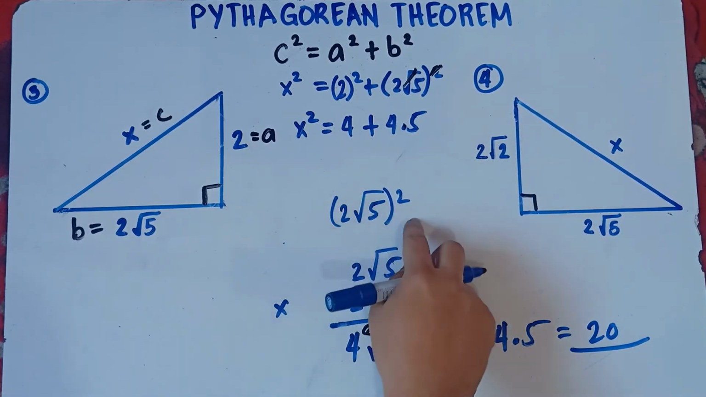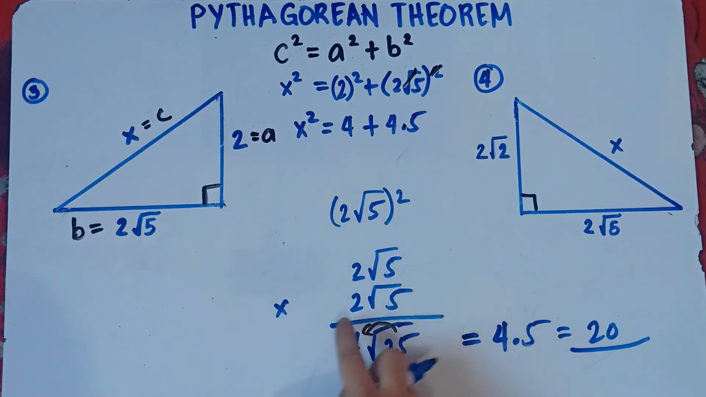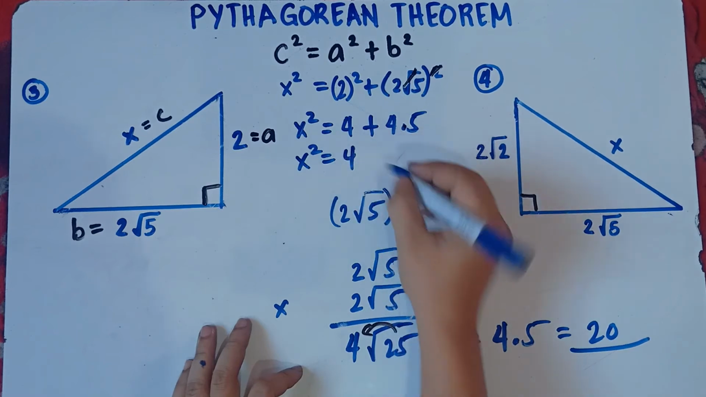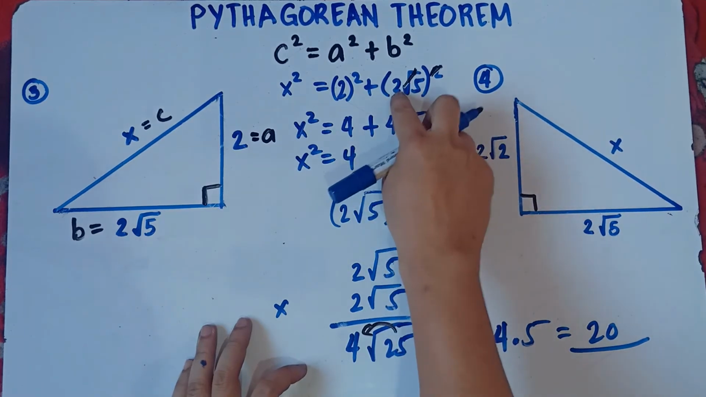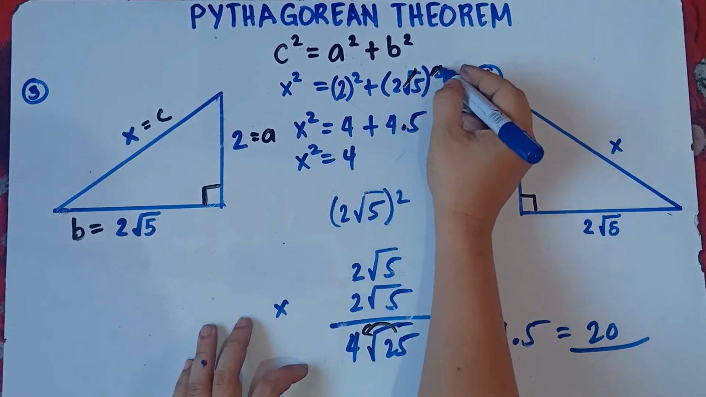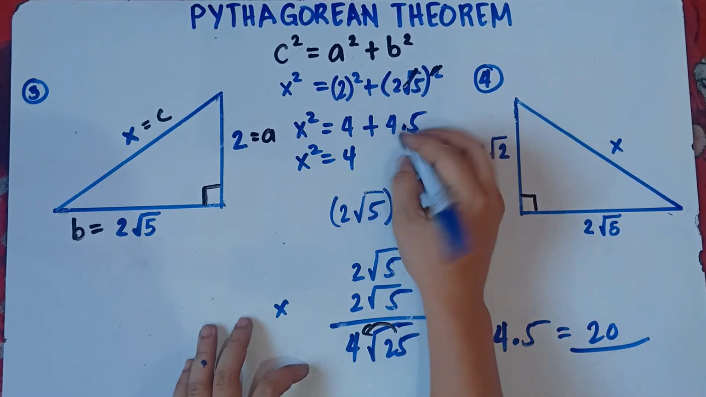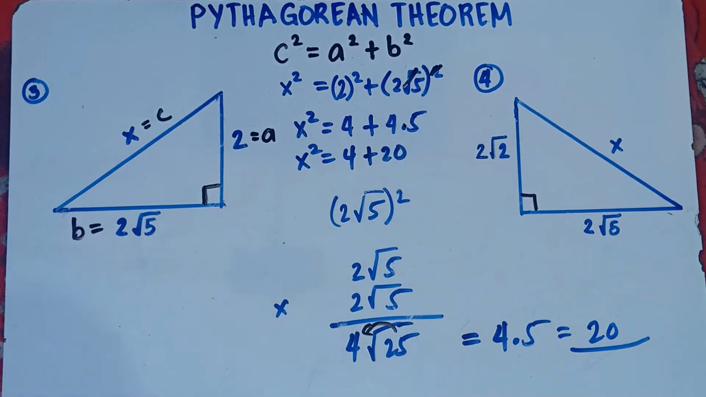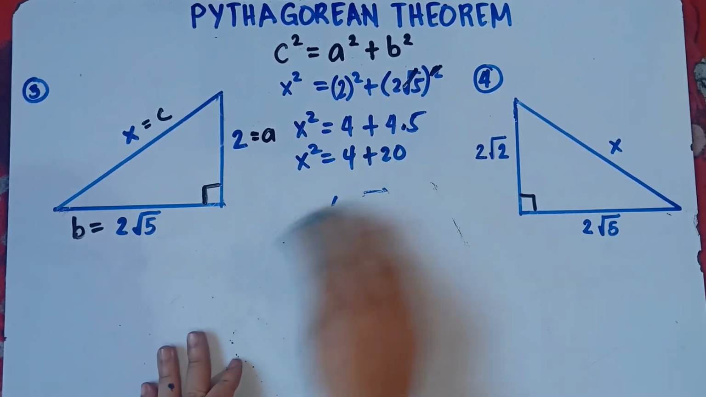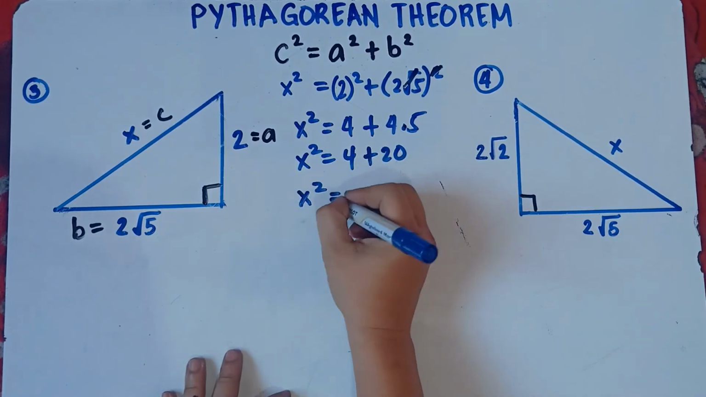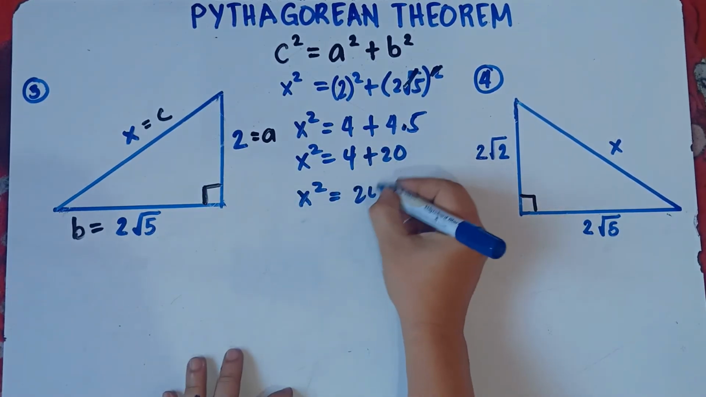2 square root of 5 quantity square means 2 square root of 5 times 2 square root of 5. So x squared equals 2 times 2, that is 4. And this will be 2 times 2, that is 4. Cancel square root and this radical symbol, times 5. So this will be 4 times 5, that is 20. So it depends on you, class, which do you prefer. You can have the shortcut or you can have the long solution. So x squared equals 4 plus 20, that is 24.